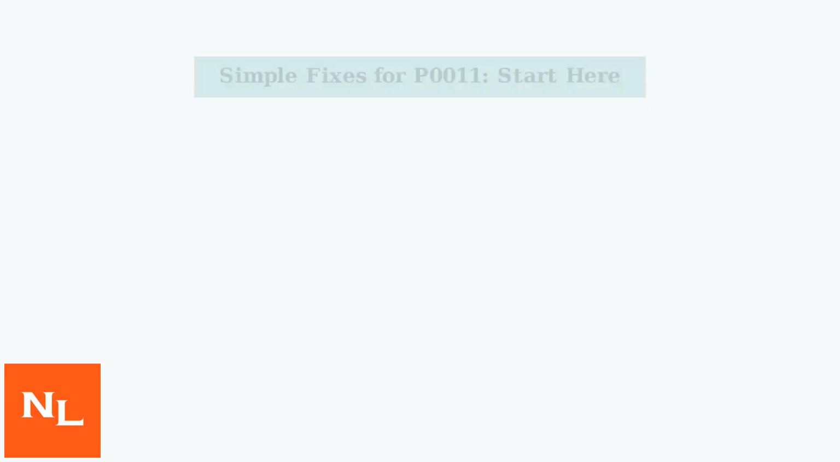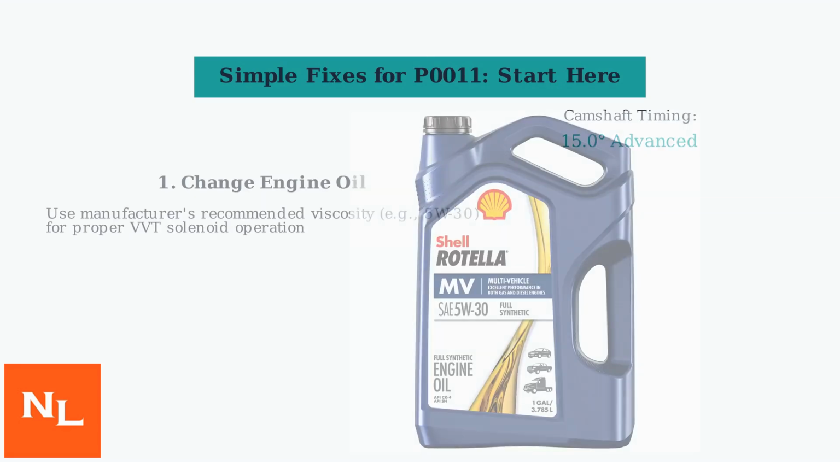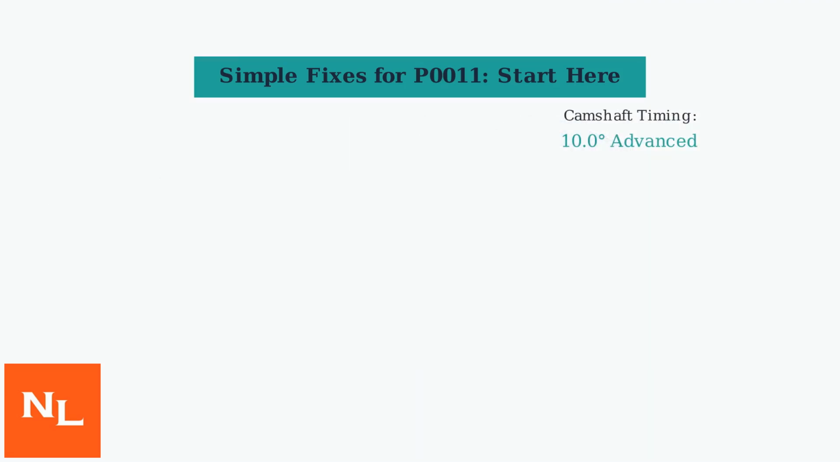When dealing with a P0011 code, start with the simplest solutions that often resolve the issue without expensive repairs. First, perform an engine oil change using the manufacturer's recommended viscosity, such as 5W30. Old or degraded oil can prevent the variable valve timing solenoid from operating properly, causing timing issues.